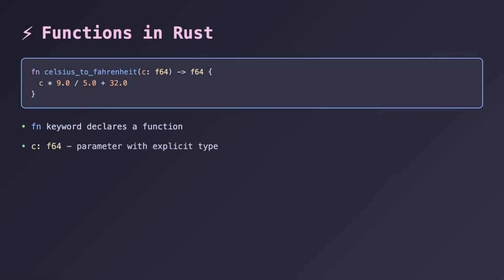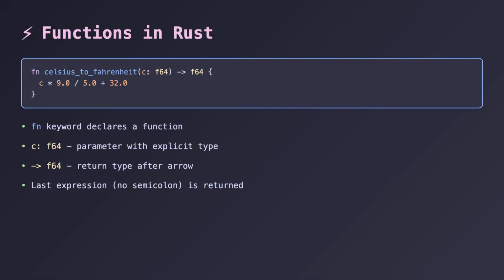Functions are declared with the fn keyword. Parameters have explicit types, like c: f64. Return types come after the arrow. The last expression without a semicolon is returned.